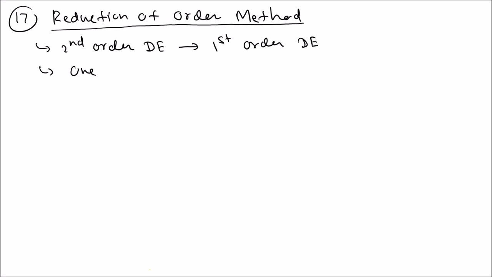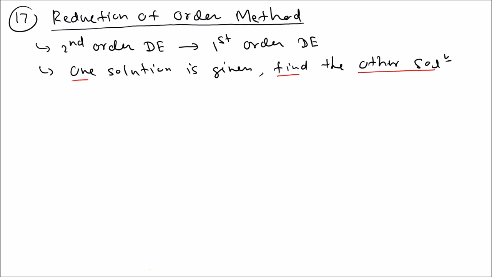So how does it work? One solution is given. Find the other solution. So that's the kind of idea. Find the other one given. So how does it work? Let y1, which is not equal to 0, be a solution. Okay, we know this one.